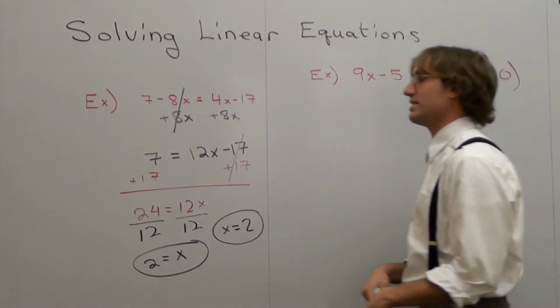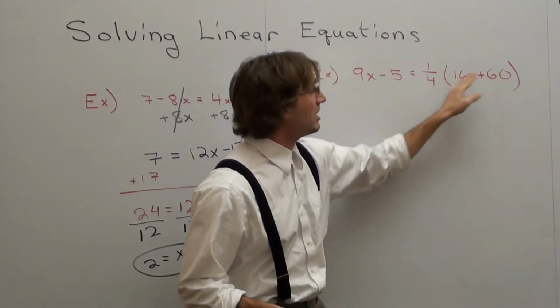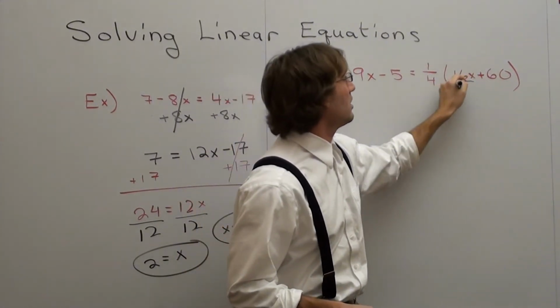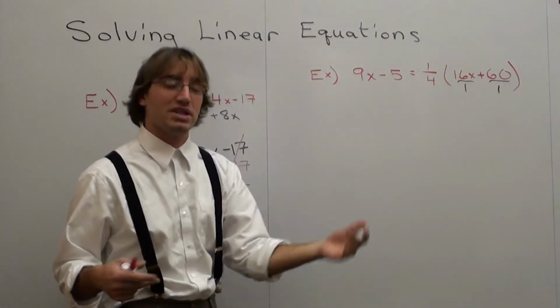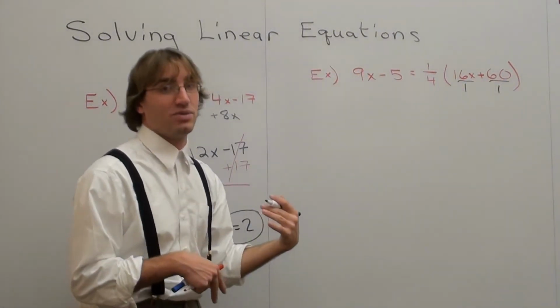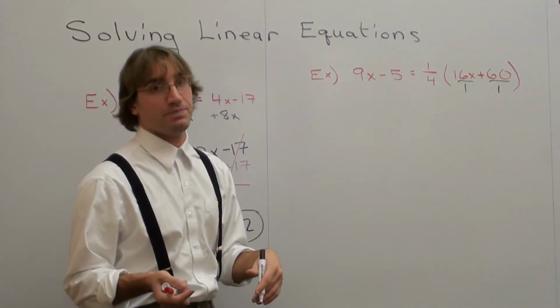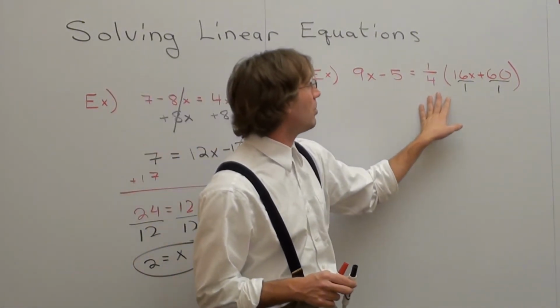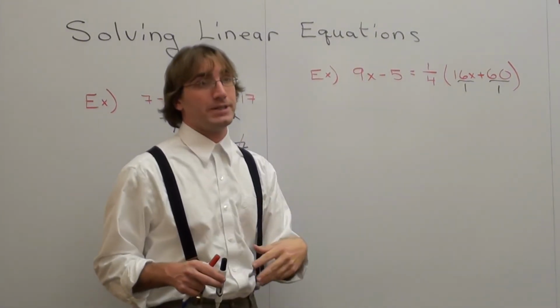This one's unpleasant. And there's a couple ways you can do it. You can distribute the 1/4 into each term. You can make it 1/4 times 16x and 1/4 times 60 over 1. It's not as bad as the other one that we did. In fact, it's actually a lot better. Or you can use the reciprocal property, which is you multiply by 4 over 1 on this side and you multiply by 4 over 1 on this side. It's your choice.